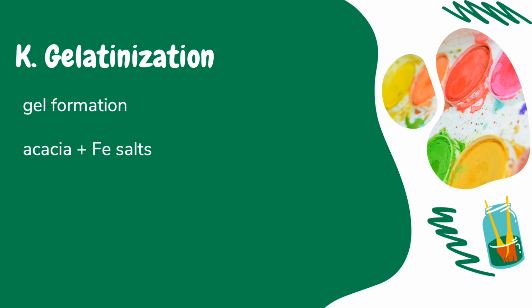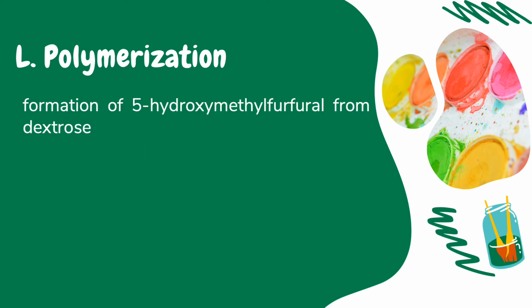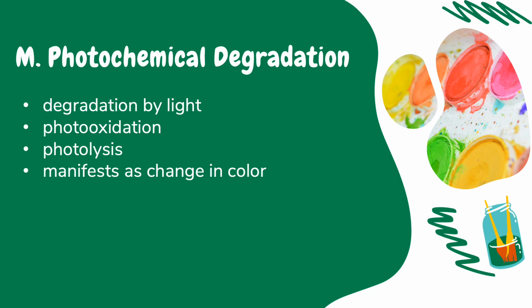Gelatinization is gel formation from acacia and iron salts. Polymerization is the formation of polymers from dextrose. And photochemical degradation is degradation by light and manifests as change in color.